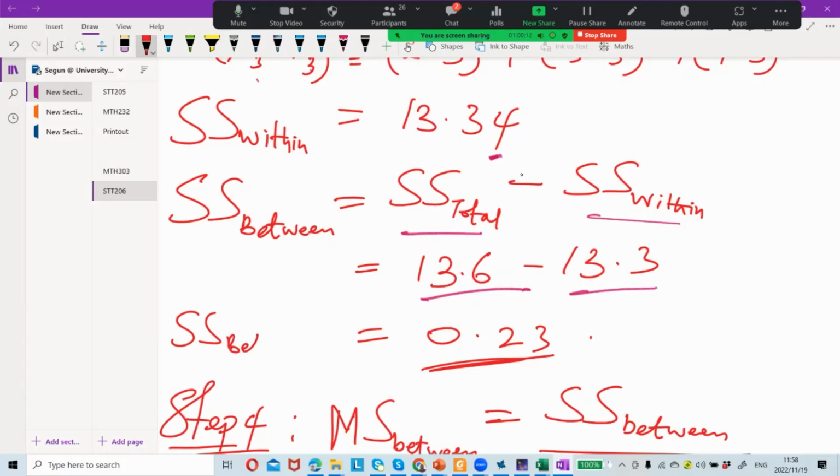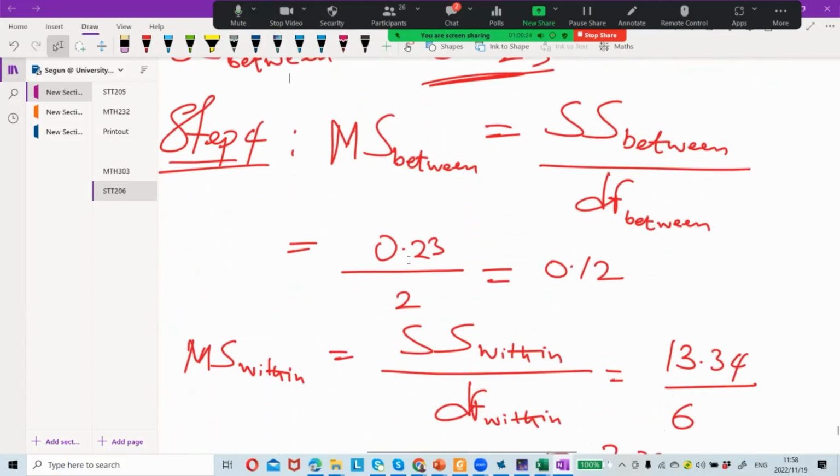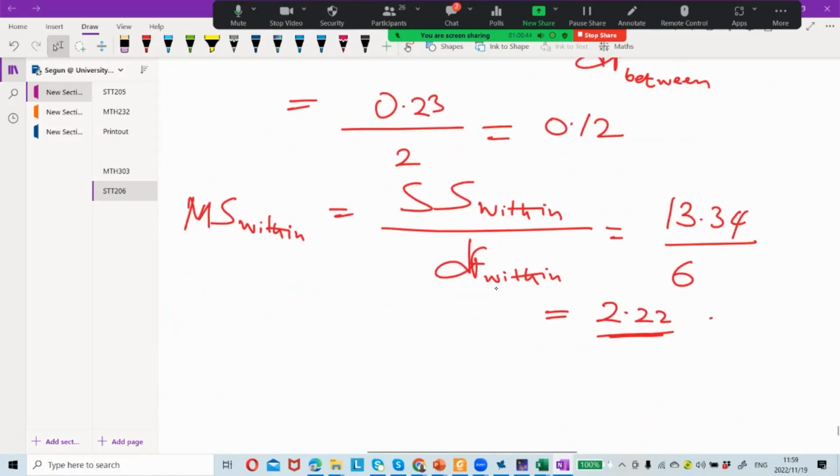SS between to be equal to this. Then for us to get SS between to be equal to this, the next thing we need to do is the mean sum of squares, that is SS between divided by degree of freedom. SS between divided by degree of freedom will give us the mean of the between. So that is what I did, and we have this and this.